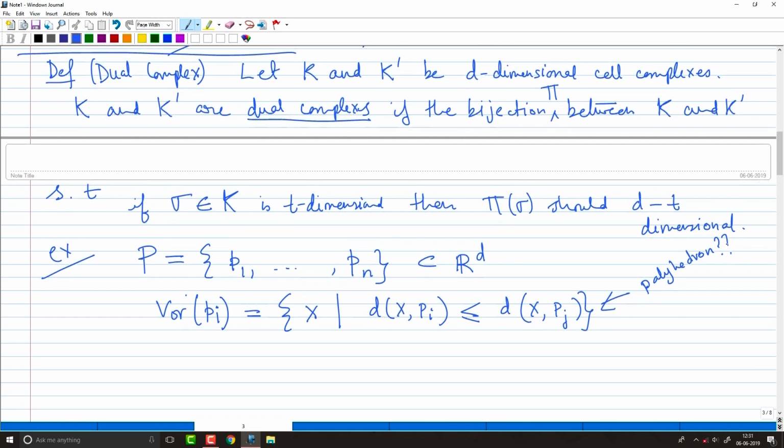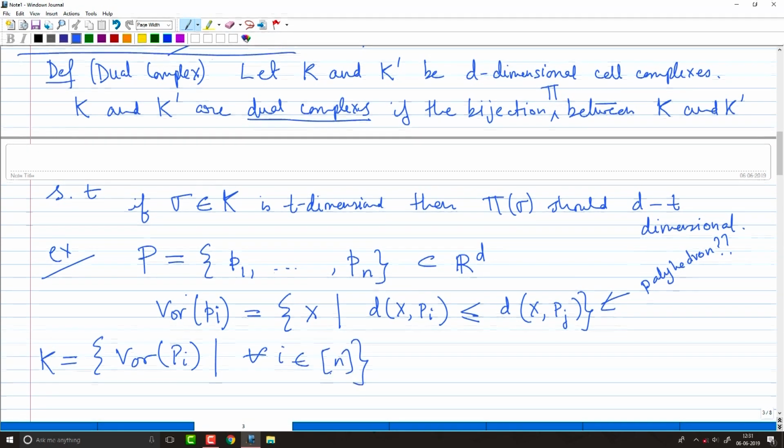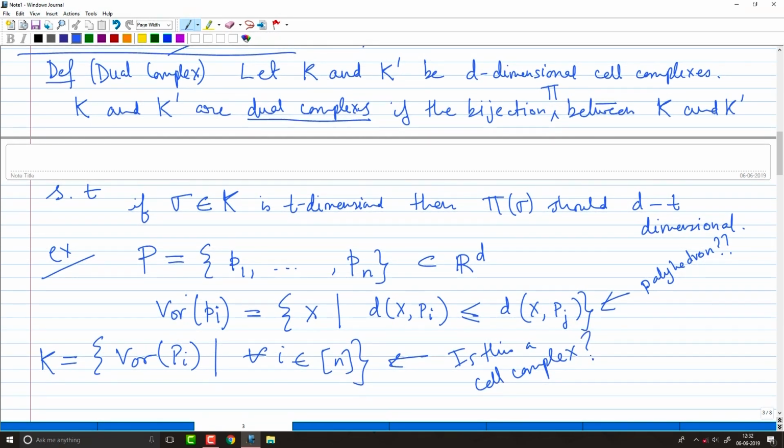But now let's make a collection. I call it K to be Vor of Pi, for all i. Is this a cell complex? From the tone of my voice, you should guess. Even if you don't know the answer, it should be no. I mean, there should be something more. Why should there be something more?